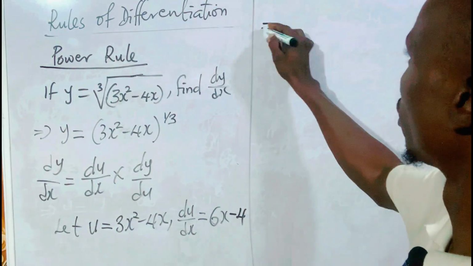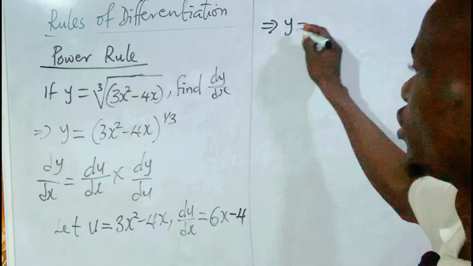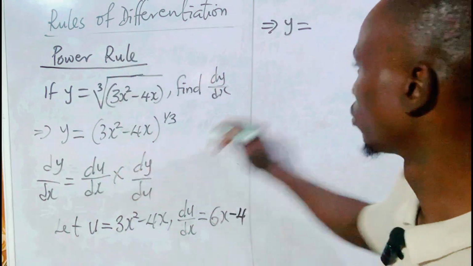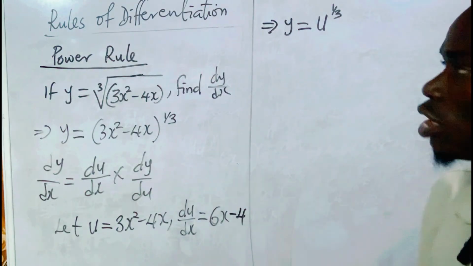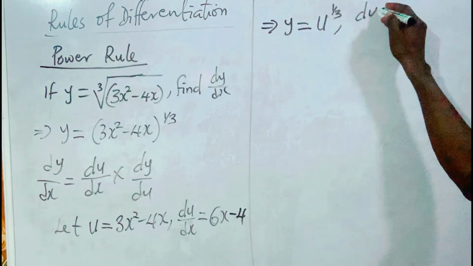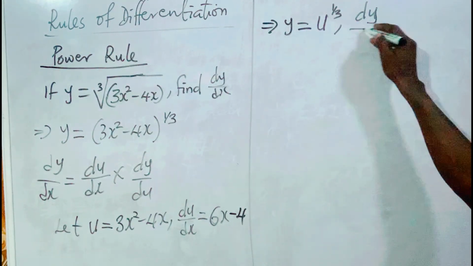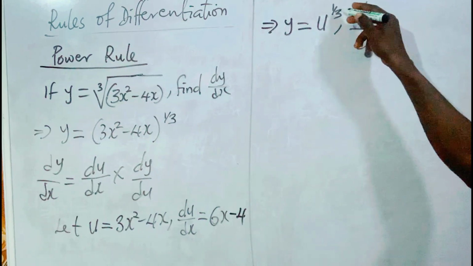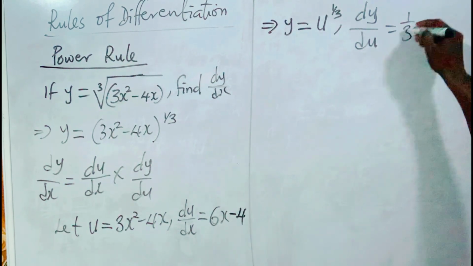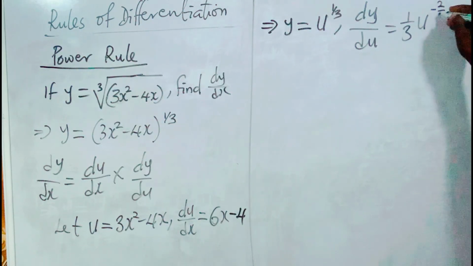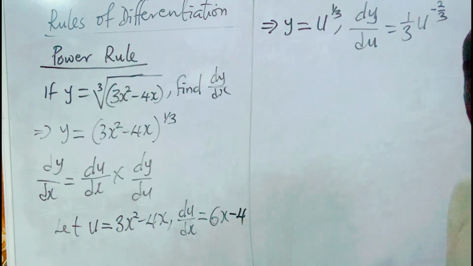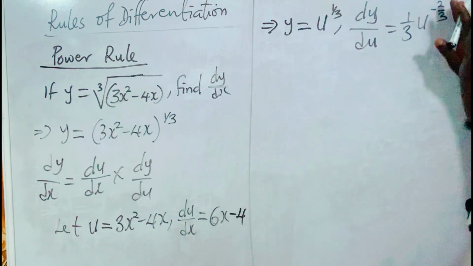Okay, now our y means replace your base with u now. That will be u raised to 1 over 3. So if you differentiate this, dy/du, 1 over 3 multiply, we have 1 over 3 u. Subtract 1 from the power, you have minus 2 over 3.